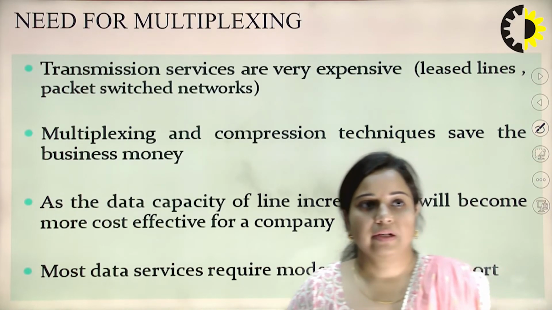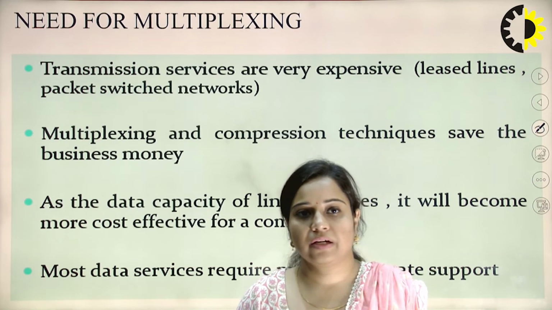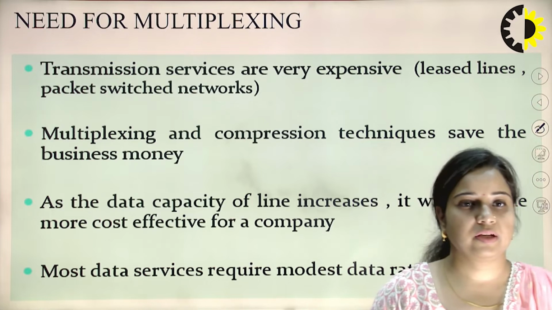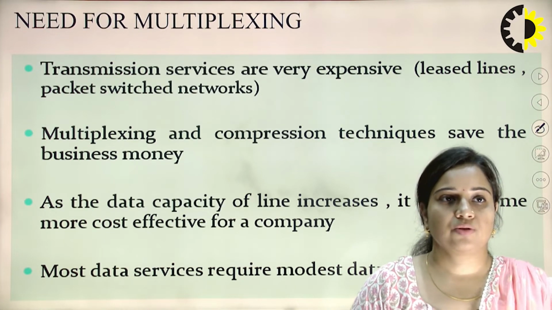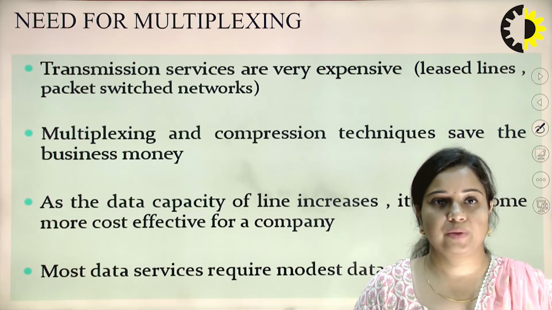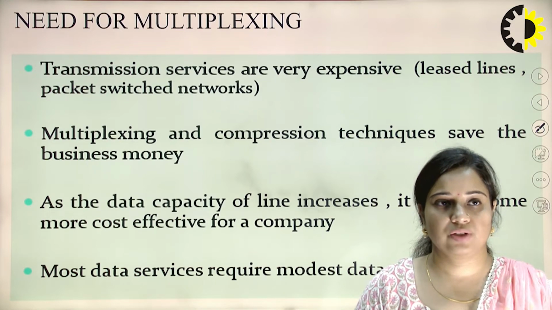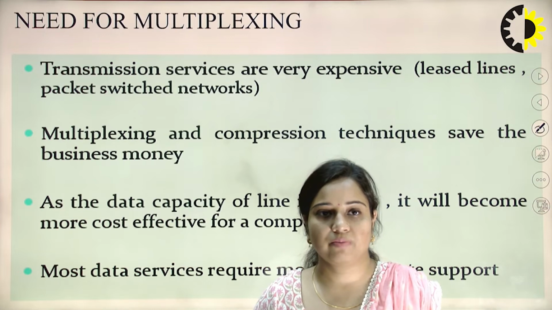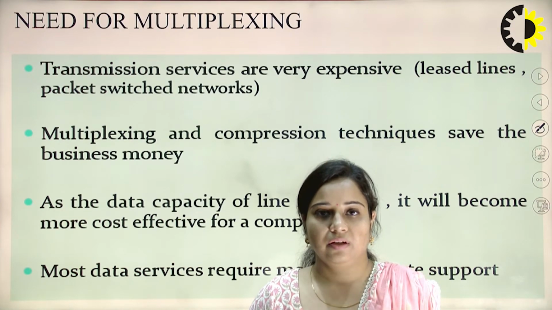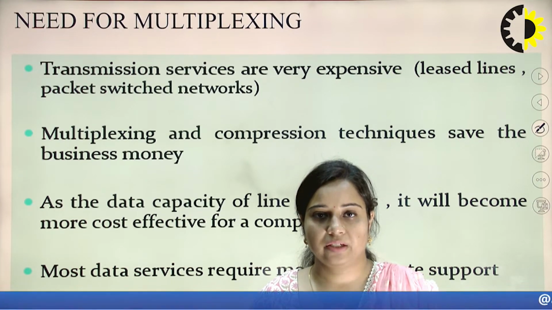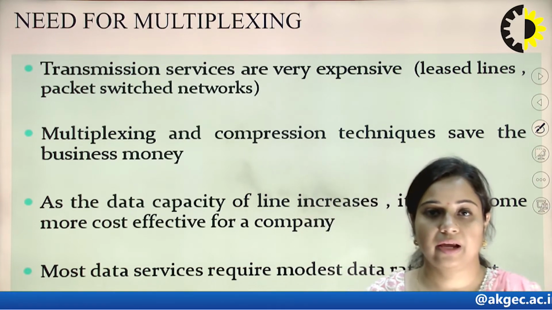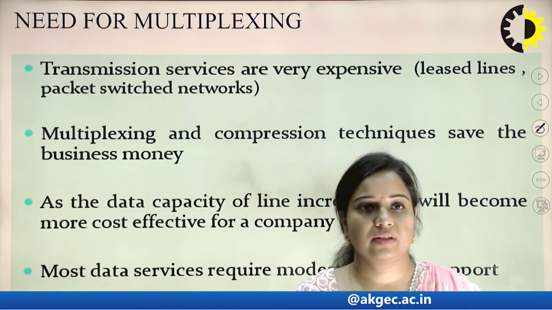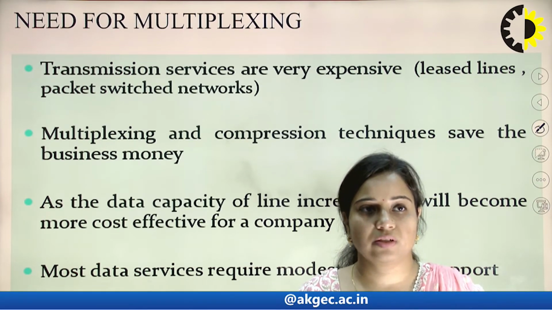Now, why do we need multiplexing? Transmission services are very expensive, like the leased line or the packet switched network, which means that whatever channel we have set up between the transmitter and receiver, it can be connection oriented or connectionless, wired or wireless. In both cases this cost is quite high.